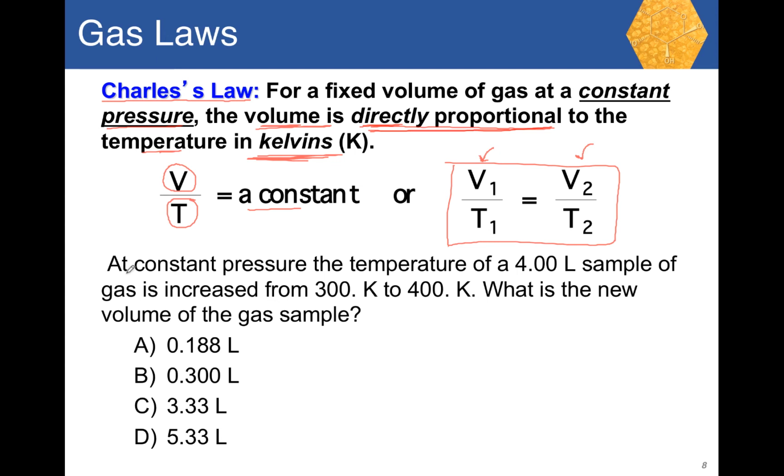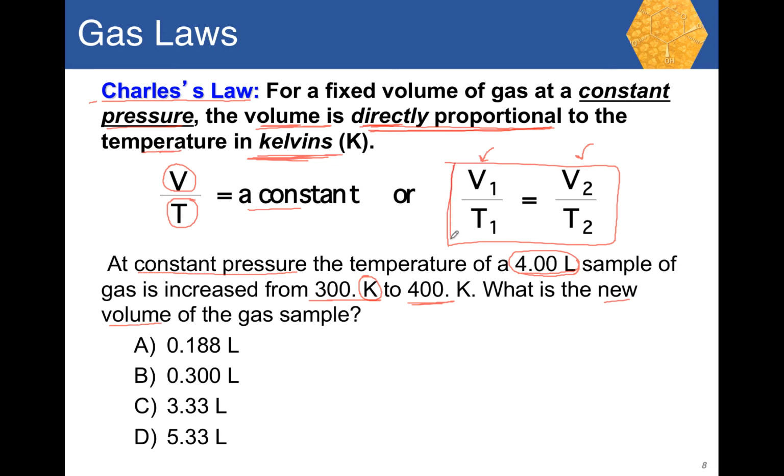So let's see if we can apply that to solving this problem. At constant pressure, notice at constant pressure, so we know this is Charles' law. The volume of a 4 liters sample is increased from 300 K. Notice liters is the volume, so you should remember the units of measurement, liters of volume. Notice K here is representing temperature. So that's the initial temperature, and the final temperature will be 400 K. What is the new volume, or the final volume of the gas?